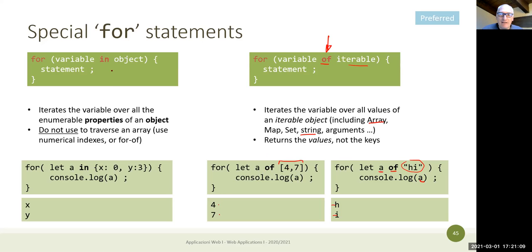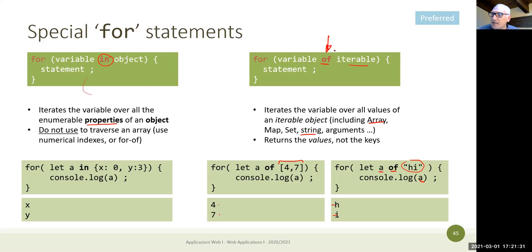there's also for in, which is a bit confusing because it iterates also over an object, but over the properties of an object instead of the elements contained in the object. So if you have an object with many properties, you can extract the properties one by one, which is much less useful.